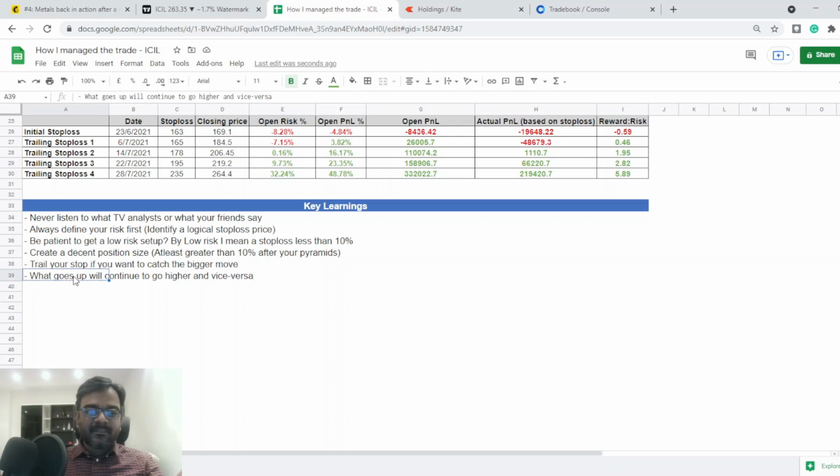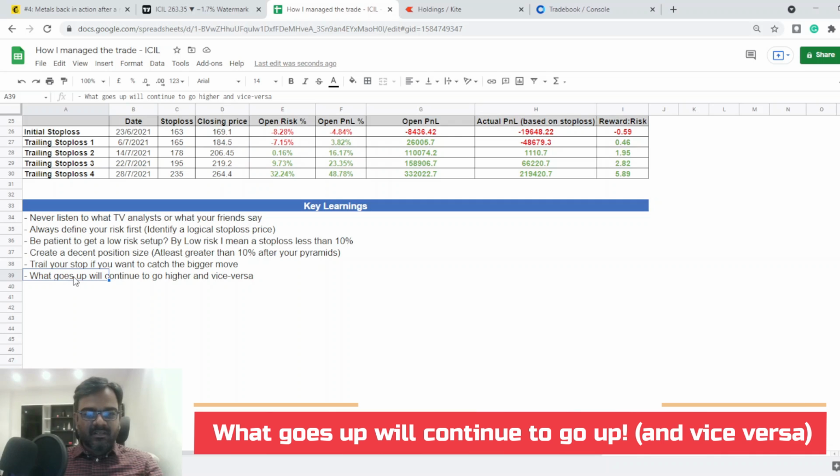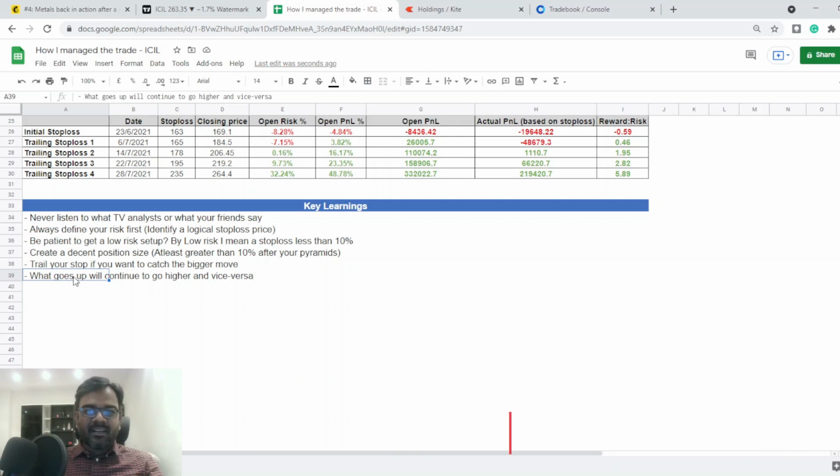The last learning is that what goes up will continue to go higher, and vice versa. Now, we all know momentum, right? If you drive a car and you start accelerating, you're just going to keep on accelerating. The moment you see a signal and start decelerating, if you apply your brakes, you're going to start slowing down, right? Now, this applies to everything in the world. Anything which keeps going higher will keep going higher.